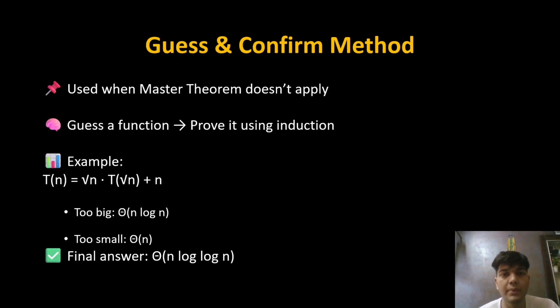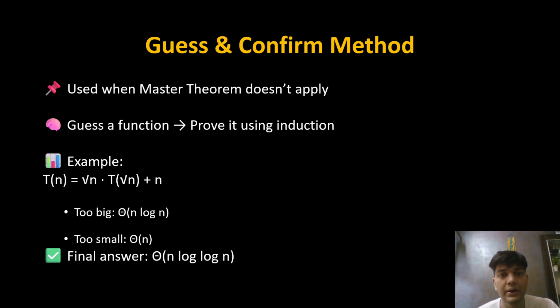Finally, let's talk about the guess and confirm method. This is especially useful when the master theorem doesn't apply. Here's how it works. First, you guess the time complexity based on how the recurrence looks. Then, you confirm that guess using mathematical induction.